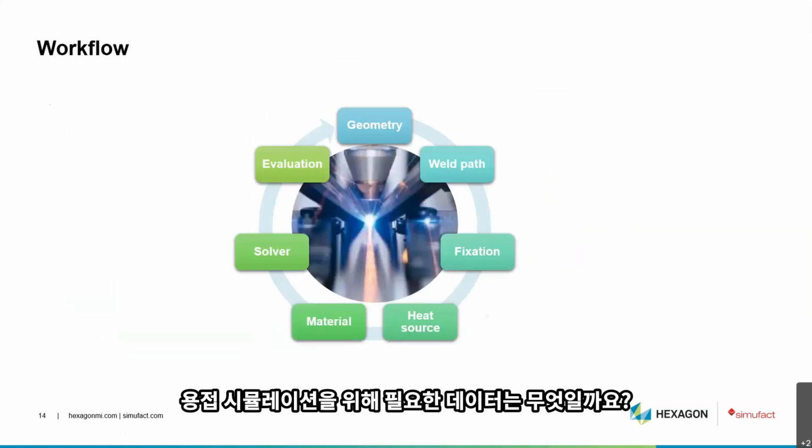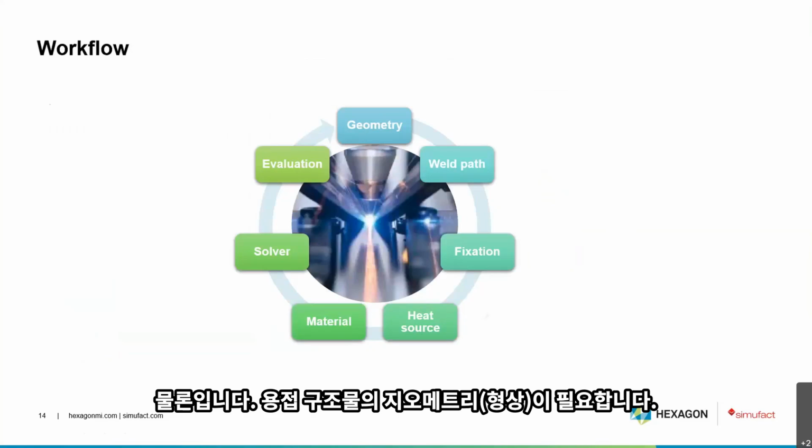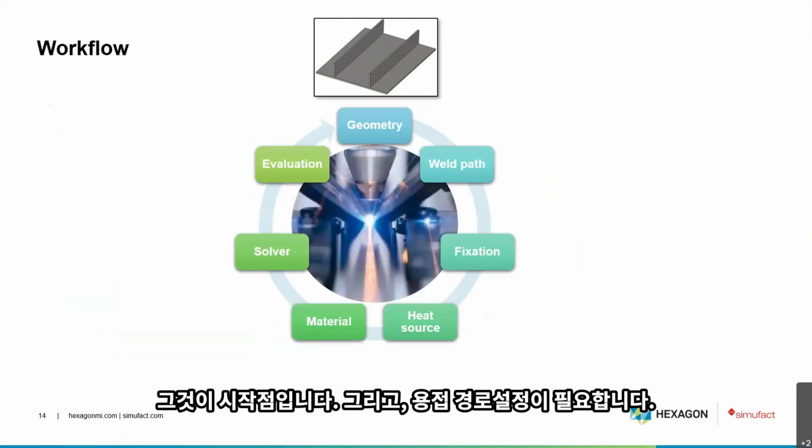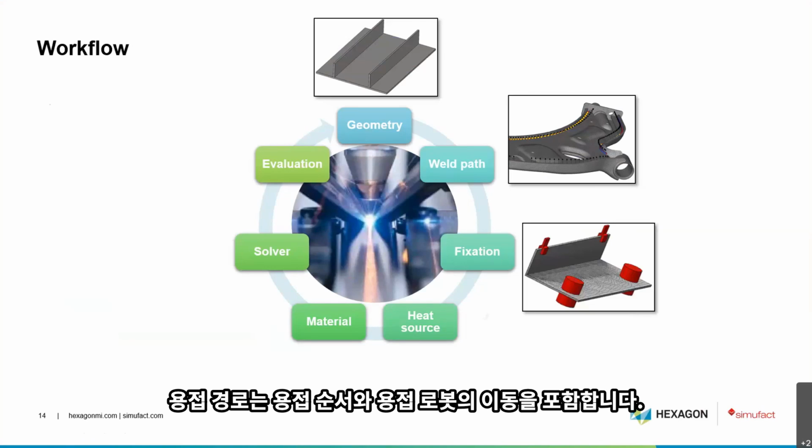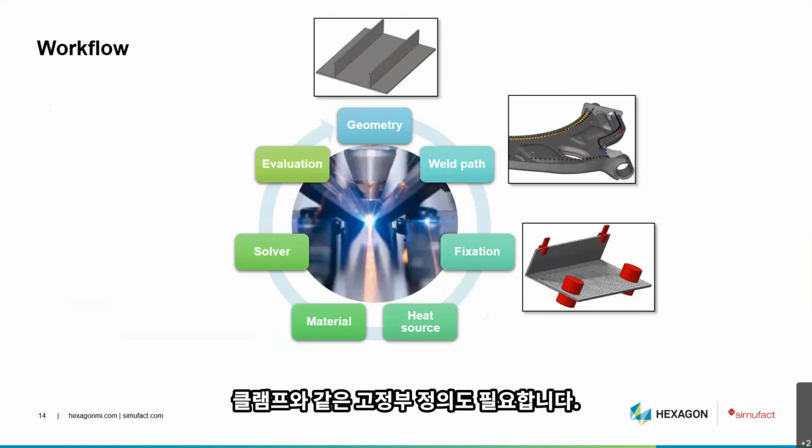Which information do we need to be able to run a welding simulation? Of course, we need to know the geometry of the intended welded structure. That's the starting point. We specify weld paths. This includes exact information regarding location and order of the weld seams, as well as the movement of welding robots. The fixation of clamping, of course, should be well defined also.